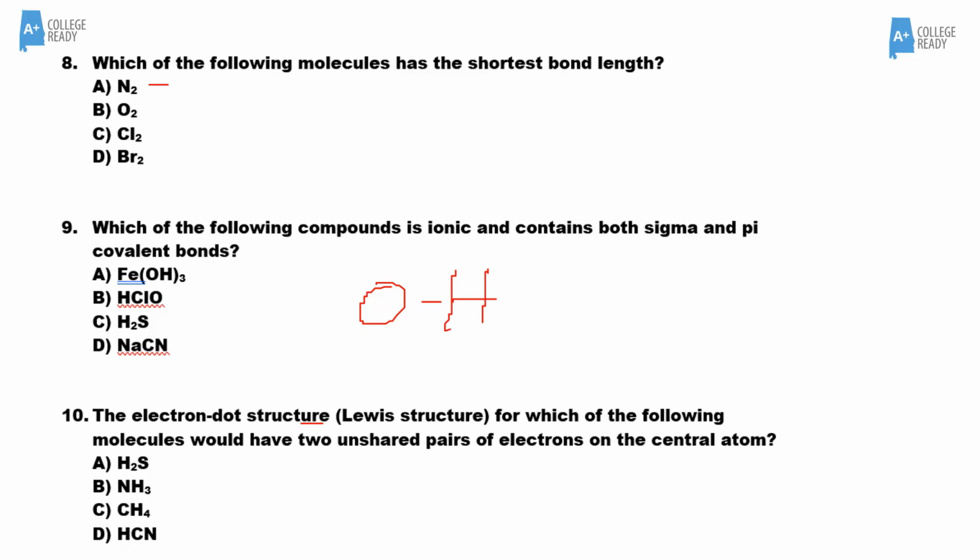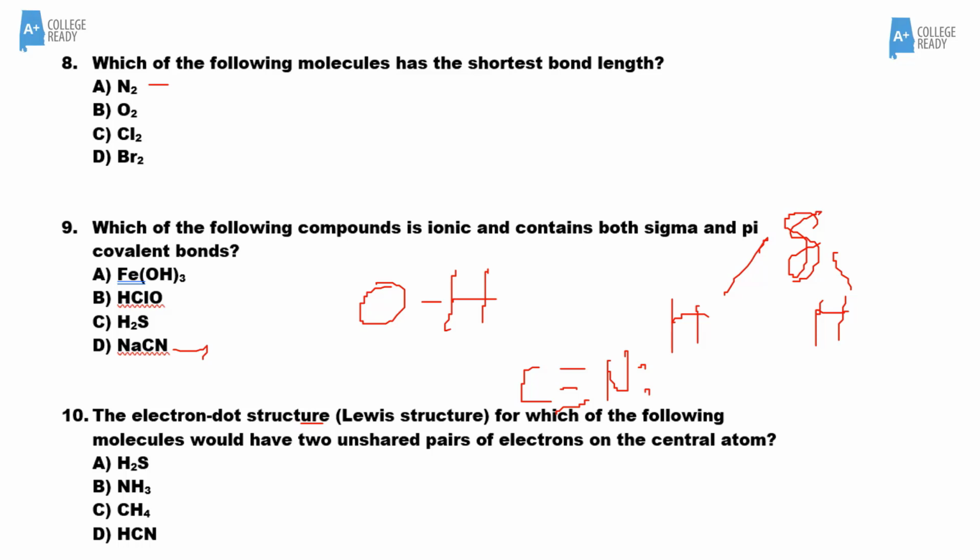H2S would not be ionic at all because that's a covalent molecule. NaCN would be the cyanide, and if you had to draw out the Lewis structure for cyanide, you'll see that it's got both a sigma bond, the first bond that forms in between them, and 2 pi bonds to make up that triple bond. So the correct answer there is D.